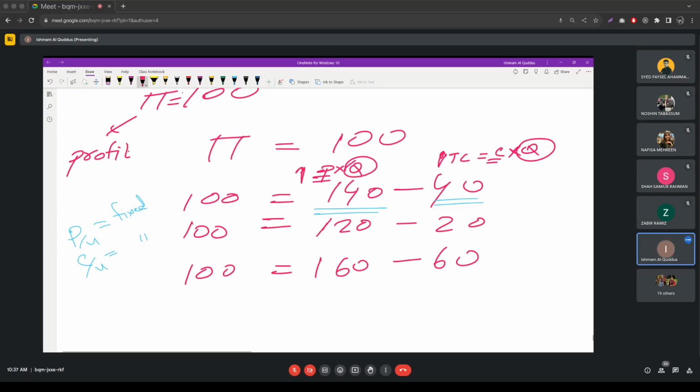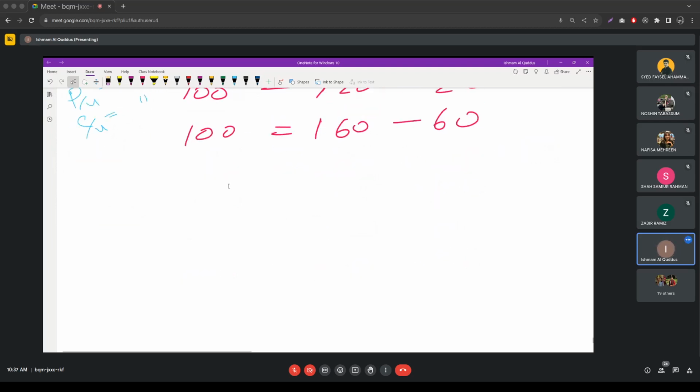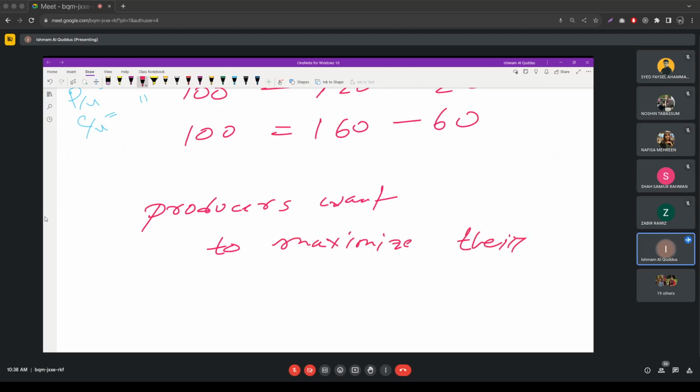This is where firms' objective or decision making comes in, like how to find the balance between generating more revenue and minimizing the cost. So for the producers, their ultimate objective is what? Producers want to maximize their profits.